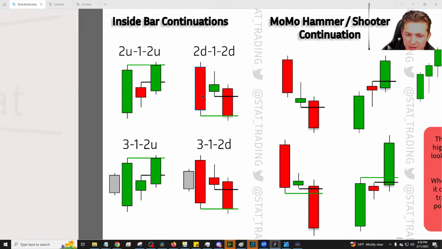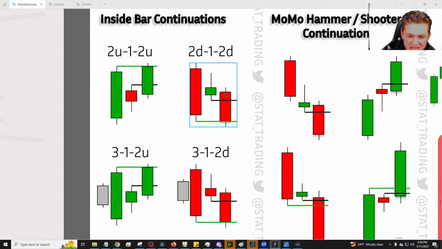So continuations, when it comes to inside bars, it's when the scenario 2 is in the same direction as the bar prior to the inside bar. So you can see 2 down, so red going lower, and then sideways, and then it's red going lower. That's a continuation. Same thing to the upside. We prefer not to enter on continuations because we don't have a reversal occurring where we have traders on the other side of our trade getting stopped out. We prefer to enter on reversals and add on continuations.